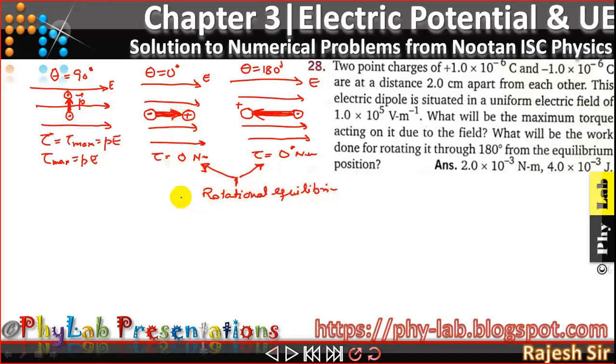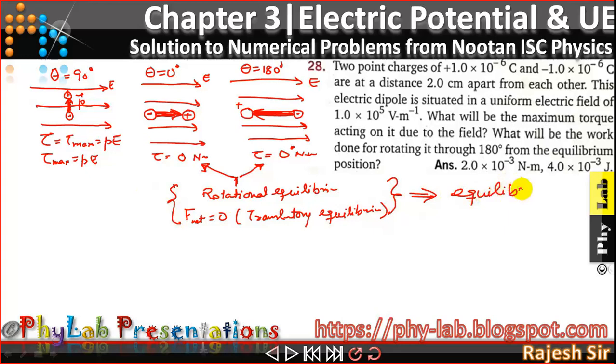Whenever a dipole is placed in a uniform electric field, the net force was already 0. Since the net force was already 0, the body was already in translatory equilibrium. Now kindly note, since the body is in rotational equilibrium as well as in translatory equilibrium, I would say the body is in equilibrium. But what type of equilibrium is it? Is this the orientation of a stable equilibrium, or is it an orientation of unstable equilibrium?